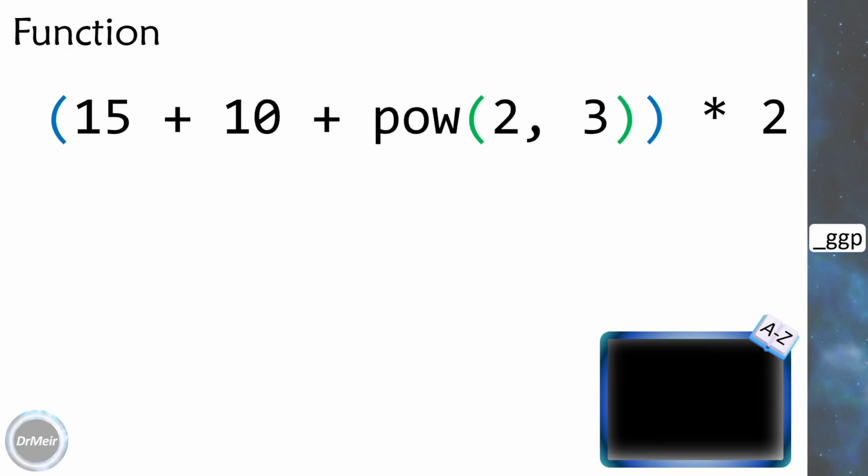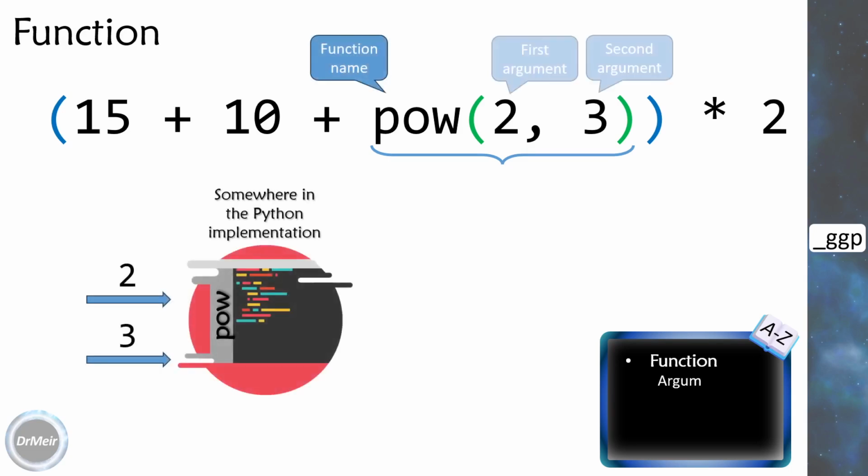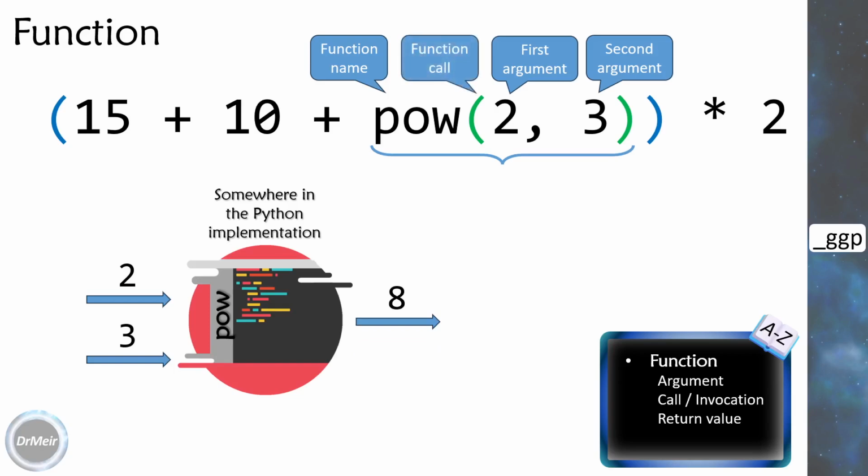The right operand of the second plus is a call to the pow function, which computes 2 raised to the power of 3. A function is a program that accepts values called the arguments, performs useful actions, and returns the result called the return value. In this case, we called or invoked the power function and passed 2 and 3 as arguments. Note that the arguments appear inside parentheses and are separated by a comma. Note also that the order of arguments matters.